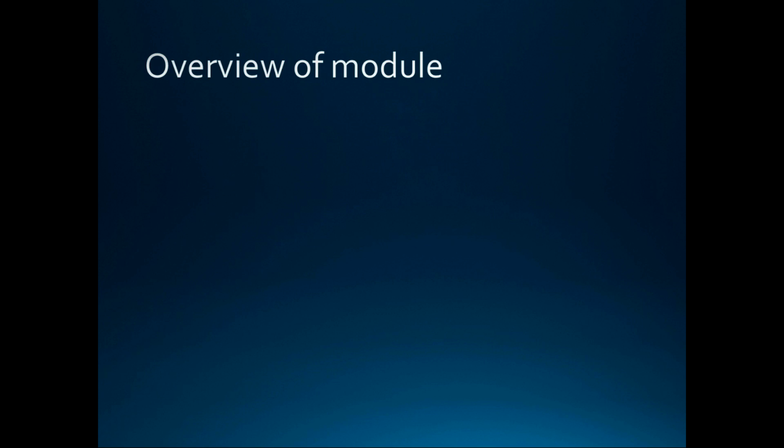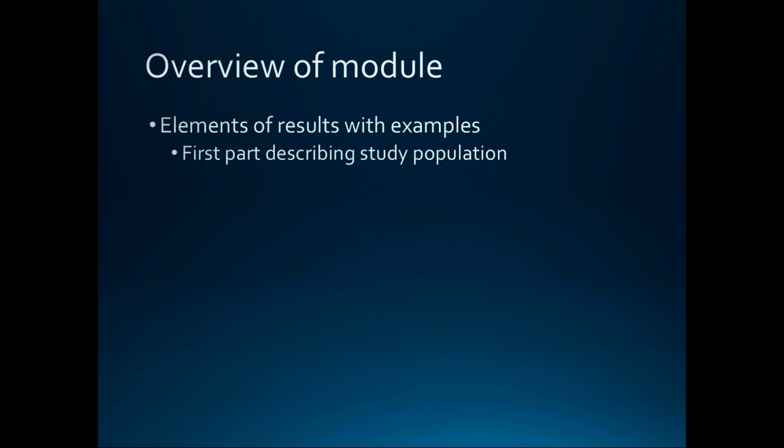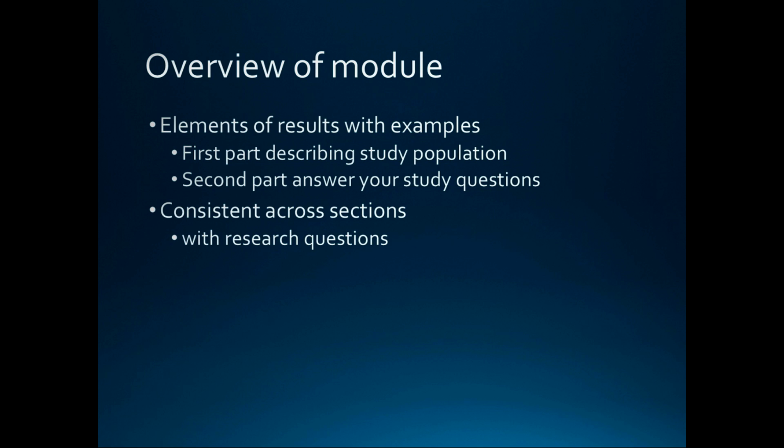In this module, using examples throughout, I'll break down the results section into two parts. The first part, where you describe your sample, and the second part, where you present data that answers your research question. I'll go through some examples to highlight key practices you can use when developing your text, figures, and tables. I'll discuss making sure your results are consistent with your research question and your methods section. And I'll refer you to additional resources that come with this module, a handout with tips that are not covered in this video.